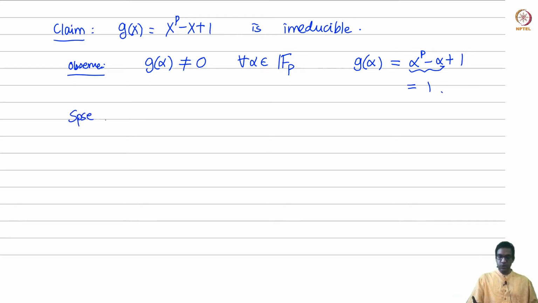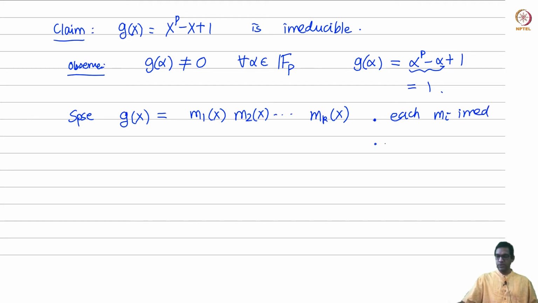Okay, so now let's prove it's irreducible. Suppose g can be written as a product. Let's say m1(x), m2(x), I decompose it into a bunch of irreducible factors mk(x). Each mi is irreducible. Each mi belongs to Fp[x]. And what more do I know about each mi? I also know that the degree of mi is strictly smaller than the degree of g.